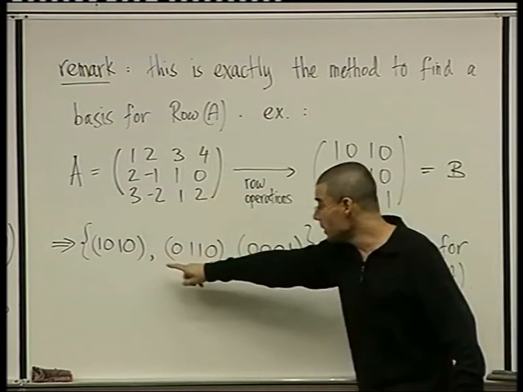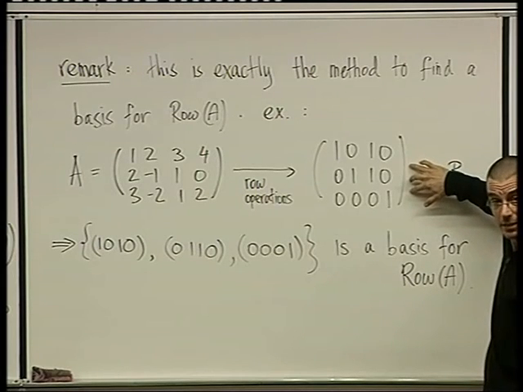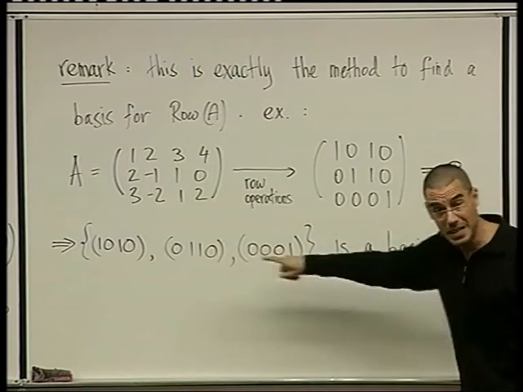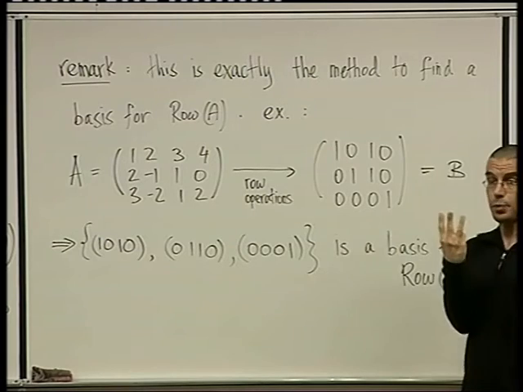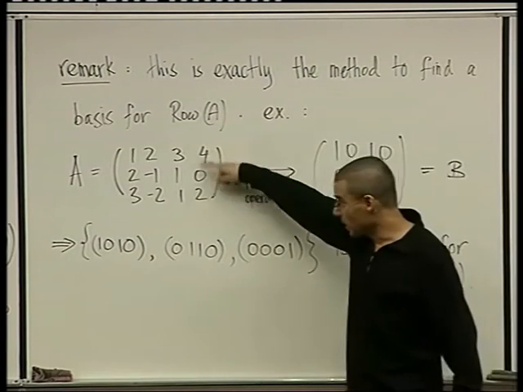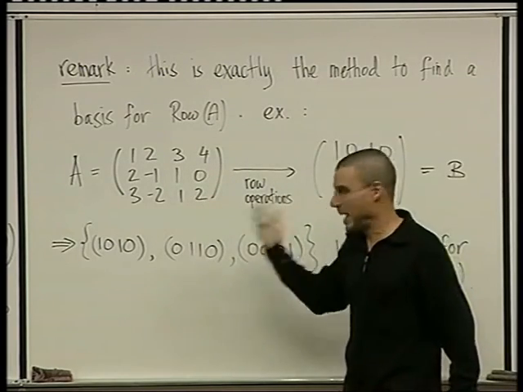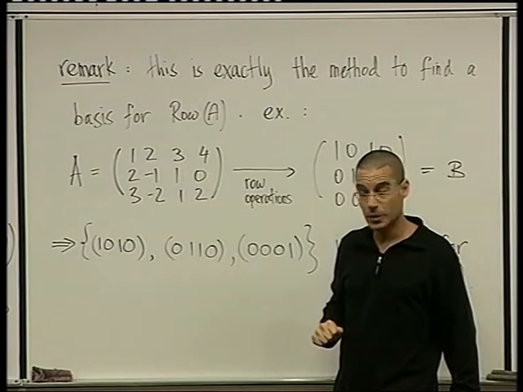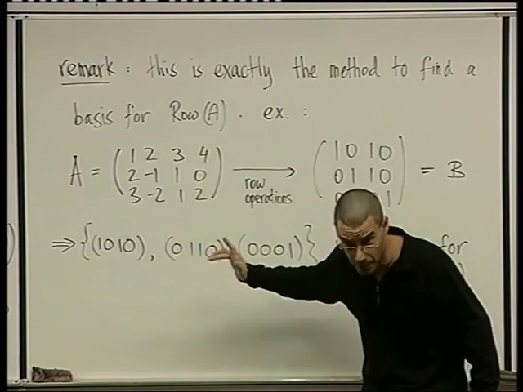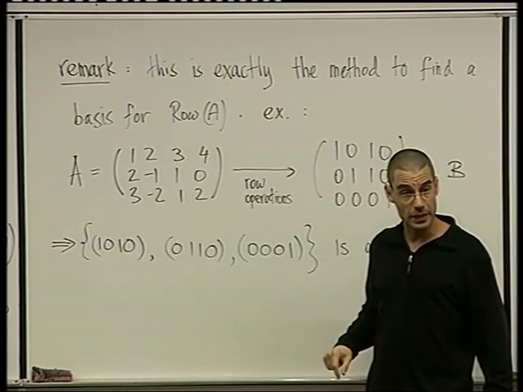Once we know that all 3 rows in B are linearly independent, that means that the dimension of the row space of A is 3. We found a basis with 3 elements. The rows of A itself are 3 vectors that span the row space of A, of course, so they have to be linearly independent. And in fact, these 3 rows in this example are themselves a basis for the row space of A.